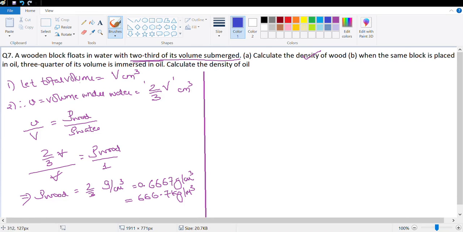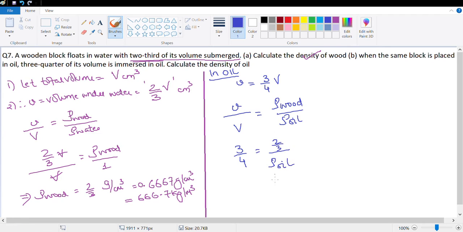Next part of the question says when the same block is placed in oil, 3/4 of its volume is immersed in oil. So in oil, small v is equal to 3/4 of capital V. Calculate the density of oil. So we know small v upon capital V is equal to density of wood upon density of oil. Small v upon capital V is 3/4, equal to density of wood, which we just calculated as 2/3, upon density of oil, which means density of oil will be equal to 2/3 into 4/3. So that's 8 upon 9.